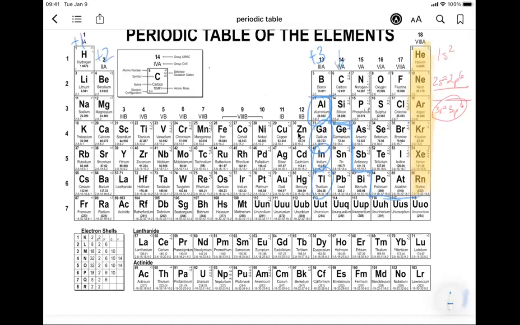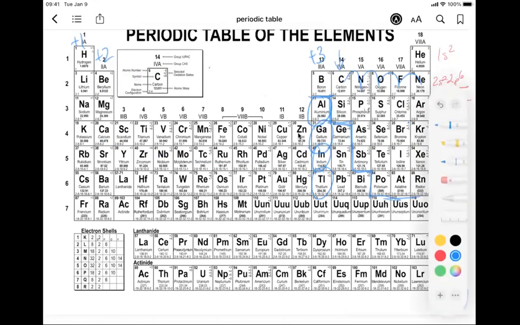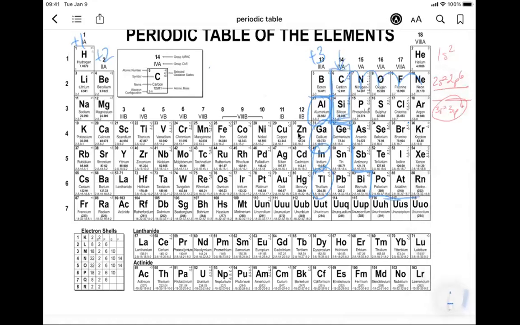Now, group 14 is an interesting group because they've got 2 choices. They either gain 4, or they lose 4. Both of those are very difficult. So group 14 has a tendency, especially carbon and silicon, to form covalent bonds because gaining 4 is hard, getting rid of 4 is hard, so we're just going to share. That makes carbon and silicon very different.